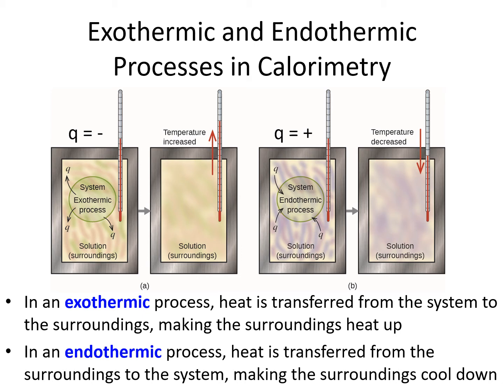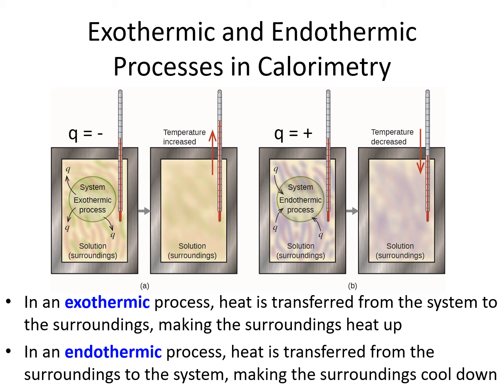Since processes are defined in relation to the system, in an exothermic process, heat is going out of the system. Remember, exo means out. Heat goes out of the system and into the surroundings. That means the surroundings heat up. Often our thermometer will be stuck in some water, which would be the surroundings. The rising temperature of the thermometer corresponds with the loss of heat by the system. So a process is exothermic when the measured temperature of the surroundings goes up.